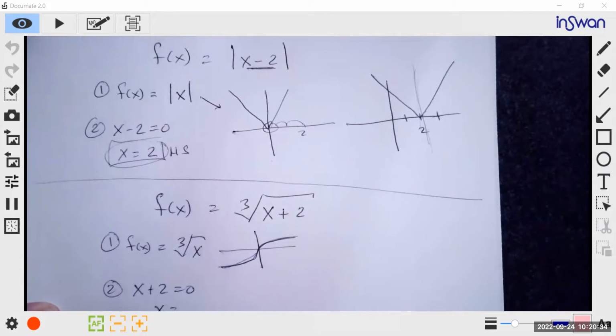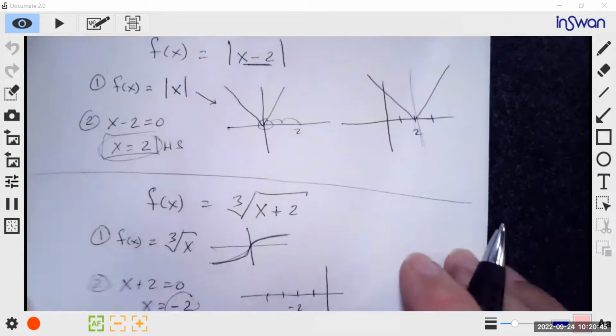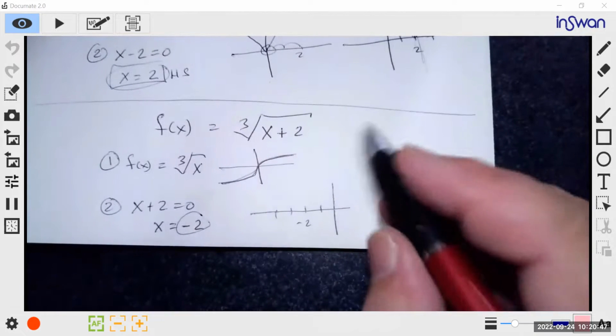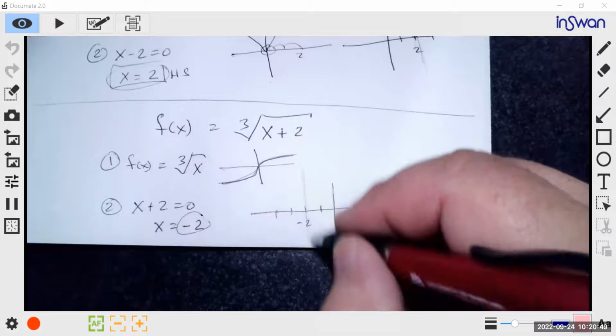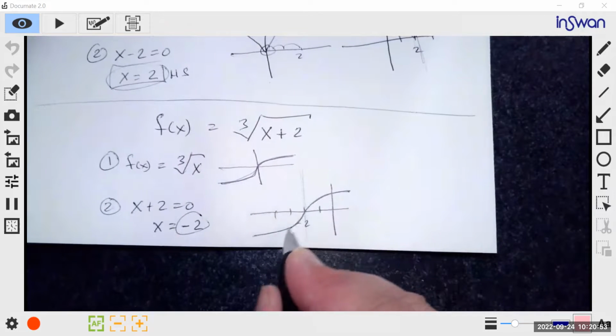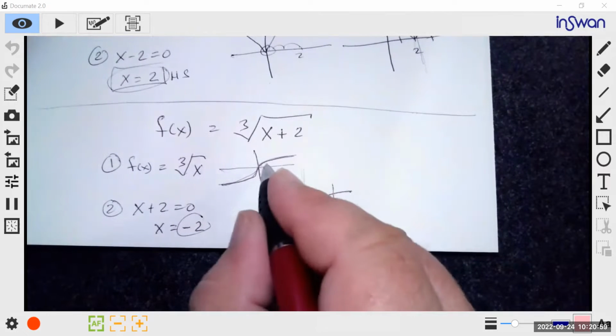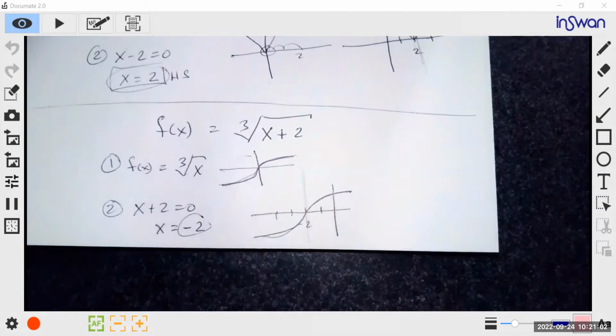Solve inside the operation. So that means now my new origin is at -2. So there's my new origin. The graph looks the same. The only thing that changed is the origin. It's like you cut and paste this picture and moved it two to the left.